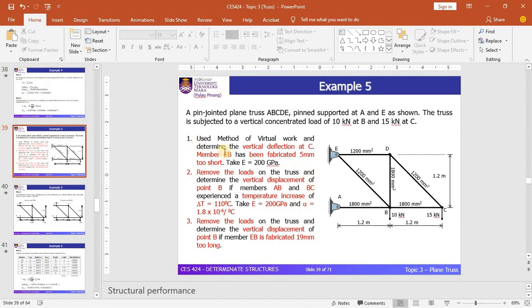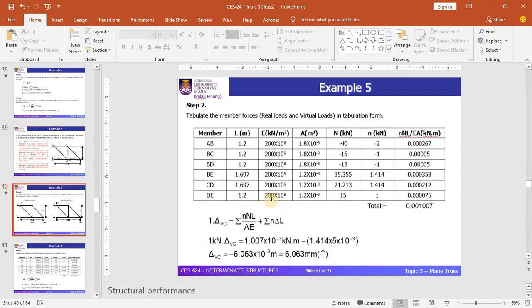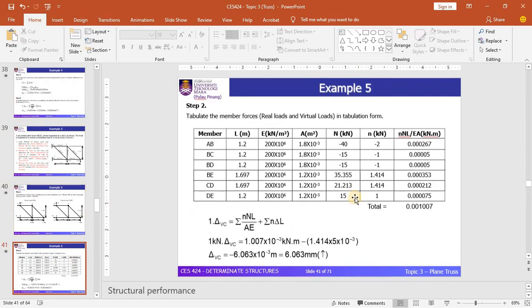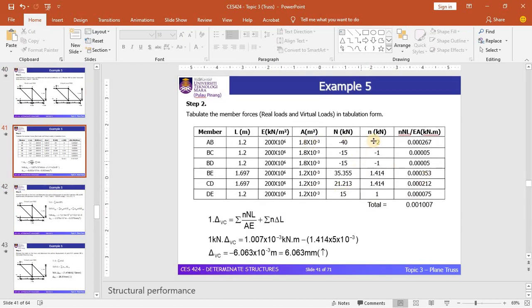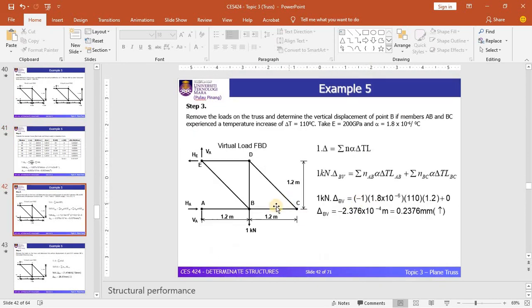Basically, the first part asks about the vertical displacement at joint C, and the second part asks about the vertical displacement at joint B. So in this problem, you need to recalculate the internal forces for the virtual work diagram. Sorry for that, I made a mistake on this. For this second question, you need to recalculate the internal forces in the members based on the virtual load diagram. So you can't use this table for the small n value. You need to recalculate.